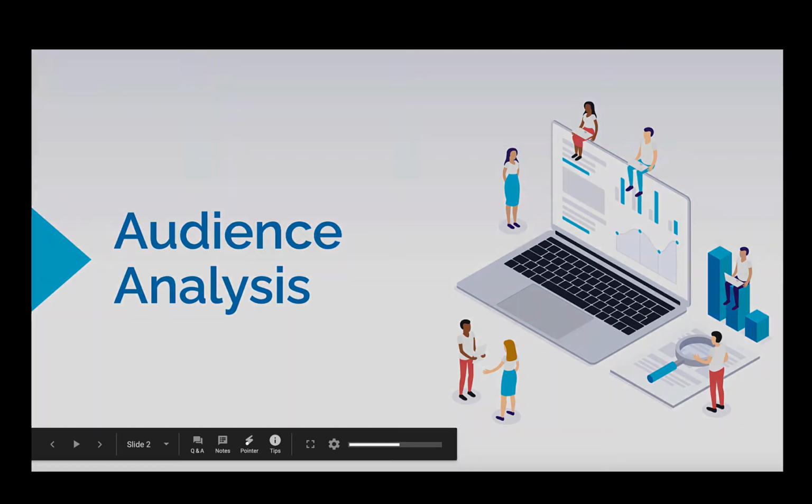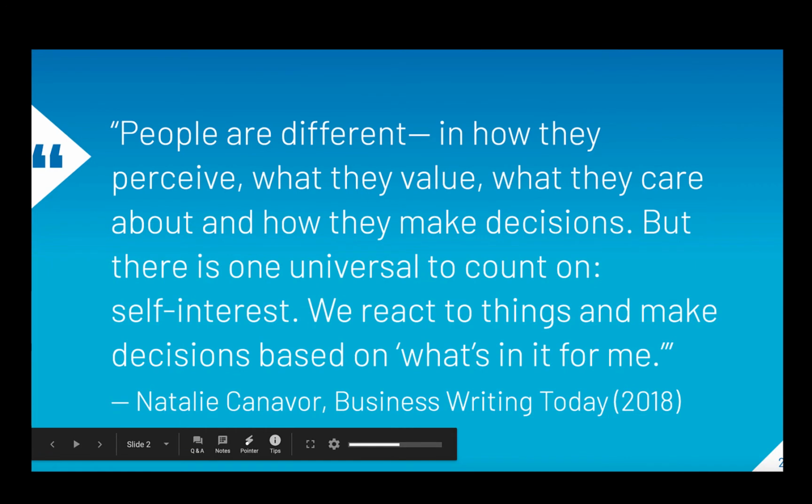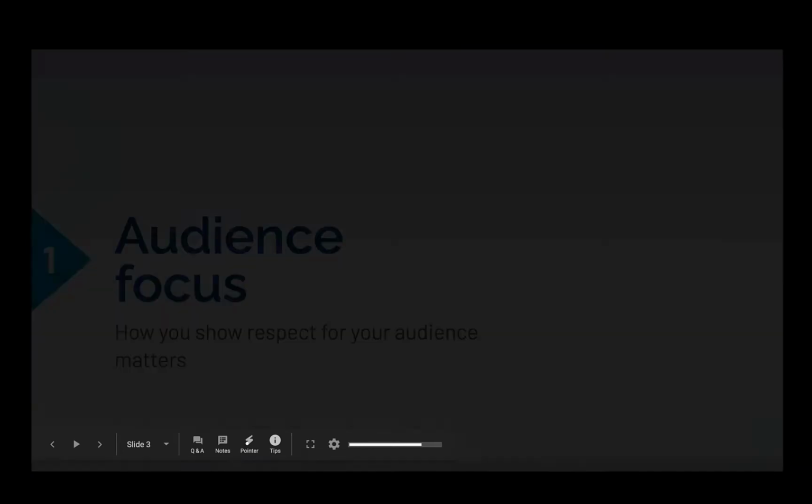and how it specifically applies in the business world. This is a great quote that I always like to think about: people are different in how they perceive, what they value, what they care about, and how they make decisions. But there's one universal to count on: self-interest. We react to things and make decisions based on what's in it for me. That was written by the author of Business Writing Today, which is a textbook often used in business communication classes.